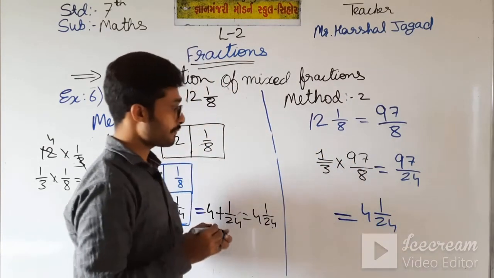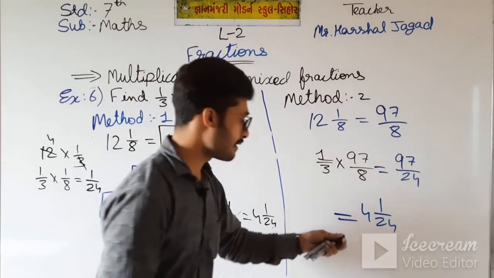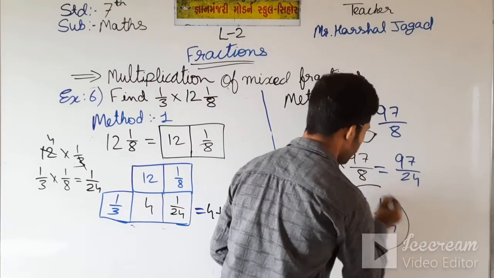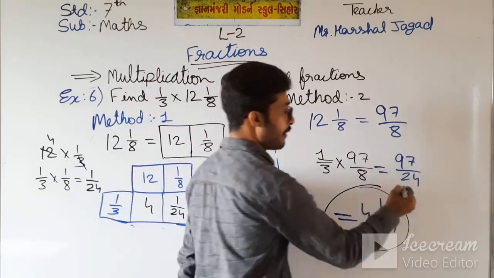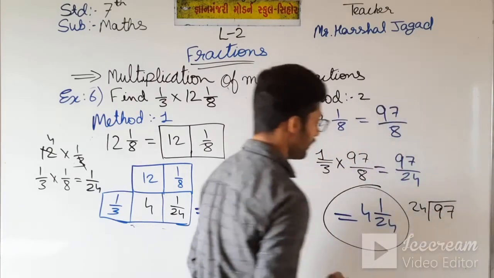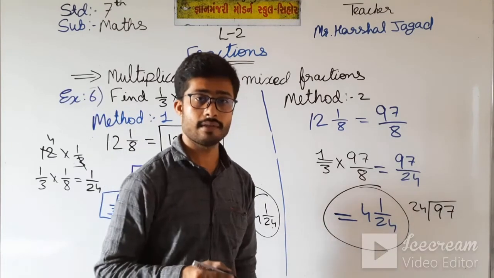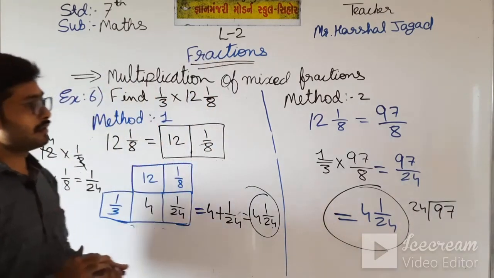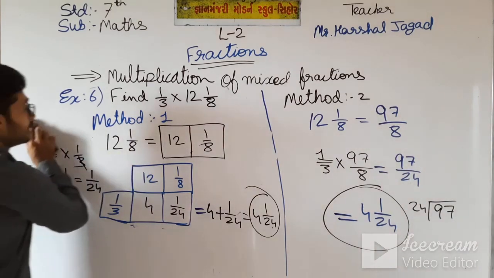Okay students, so this is the example number 6. This is the answer. Okay students, and here is also the answer. We have divided this 97 by 24, so we have got this answer. Okay students, please note down this students. And now we will go further to the example number 7.